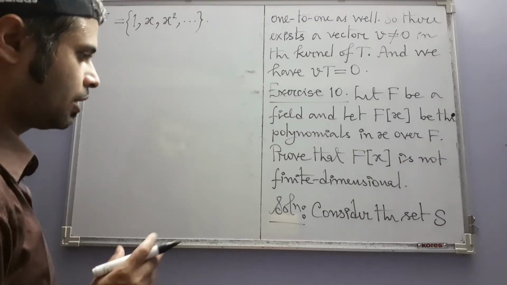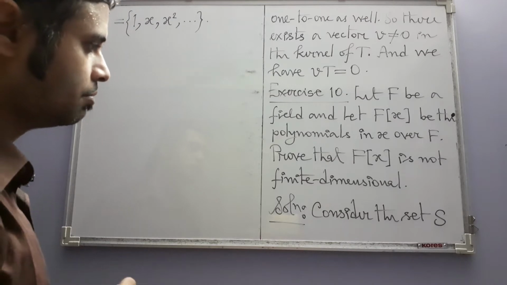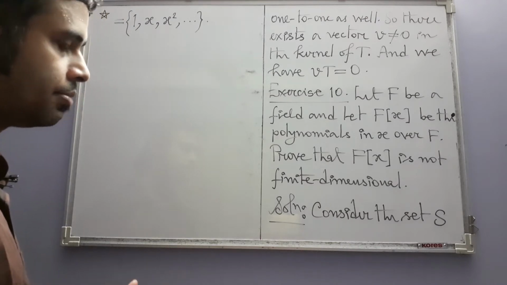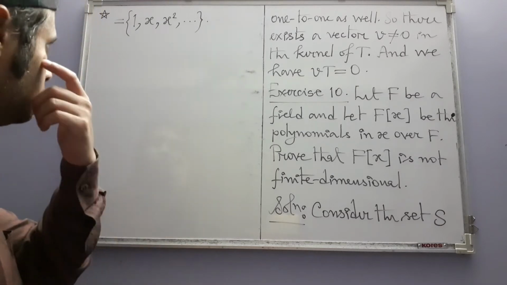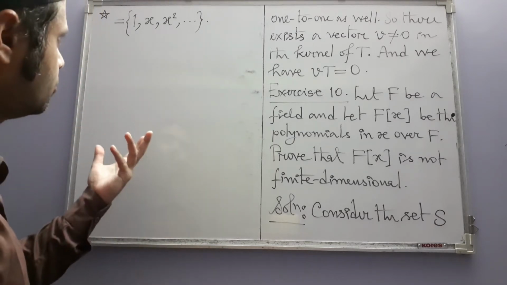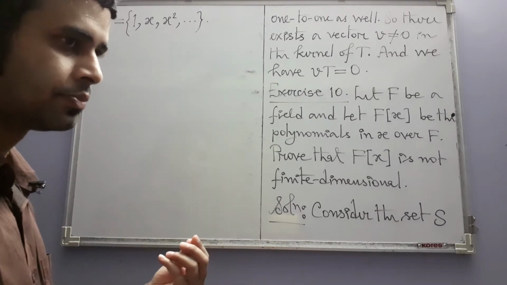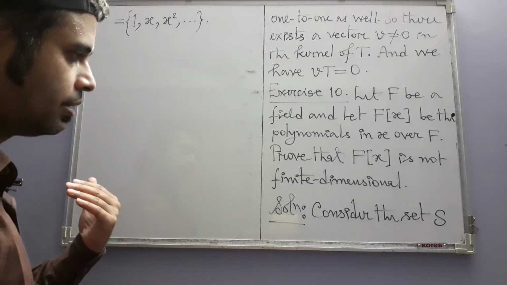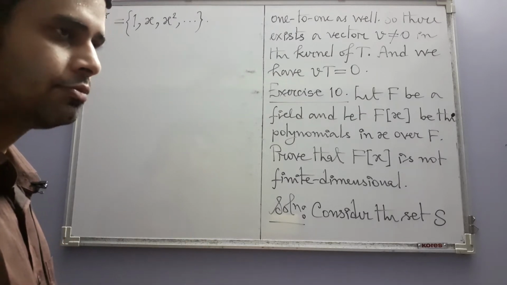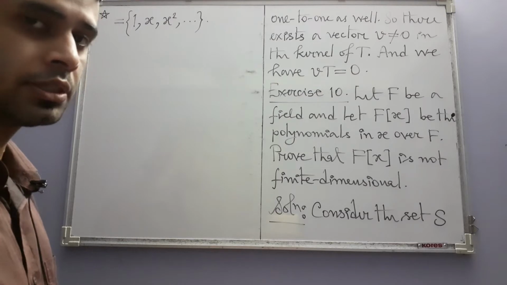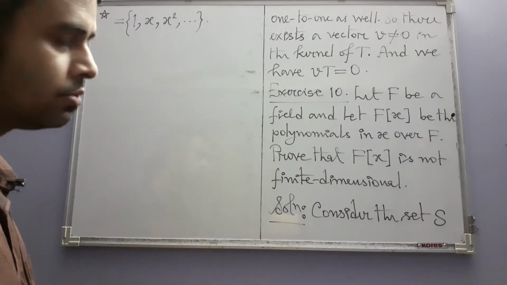Okay. Now the first thing we will show is that this set is linearly independent. Linearly independent means not linearly dependent by definition, which means that if you choose any finitely many vectors from this set, then a linear combination of those vectors will be 0 if and only if the coefficients in that linear combination are 0. And that is what we are now going to show.